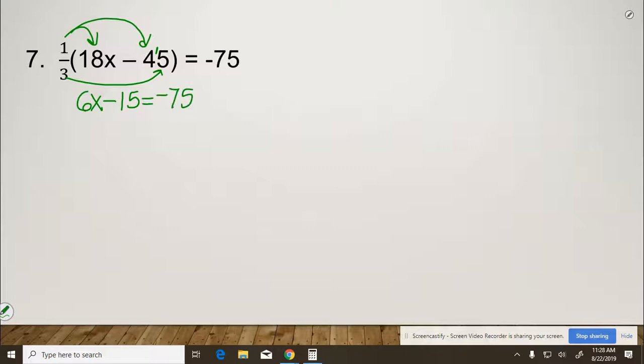Again, our next step is to get rid of the constant, and in this case, the constant is negative 15. So we're going to add 15 to both sides of the equal sign, resulting in 6x equals, again, we have some negative numbers we have to deal with.